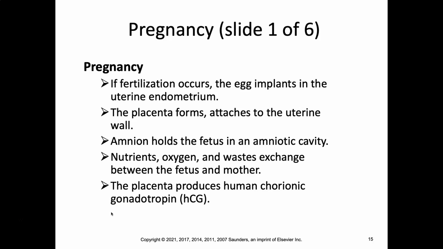The placenta also produces HCG, and this is how pregnancy tests work. They measure the level of HCG because from the very beginning of the placenta being formed, HCG levels start spiking up high. The pregnancy test measures the level of that HCG hormone to identify whether or not there's a pregnancy.